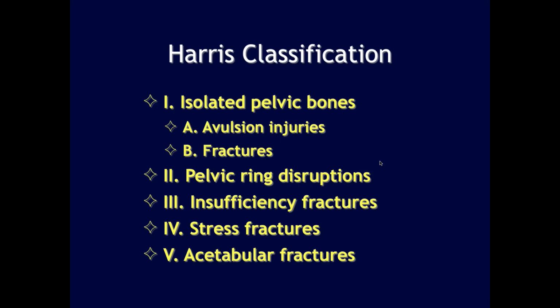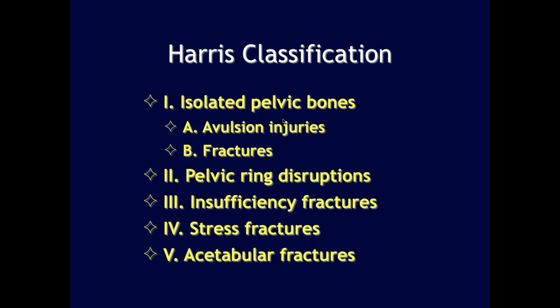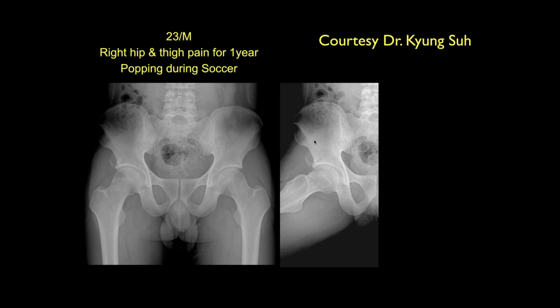Now, when you get pelvic fractures, there's a classification called the Harris classification, where you can have isolated pelvic fractures, but if it's of the actual pelvic ring, as you know, you typically have to have injuries in two locations because it's a ring, unless it's an avulsion injury. I'm going to go through that.